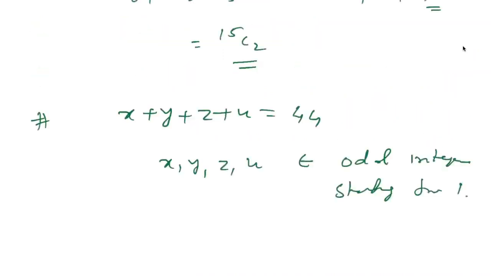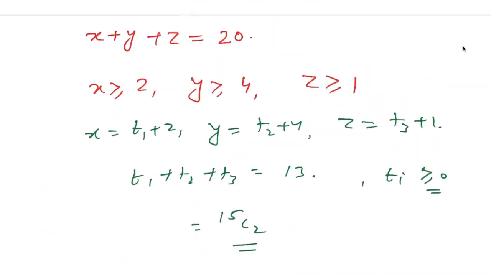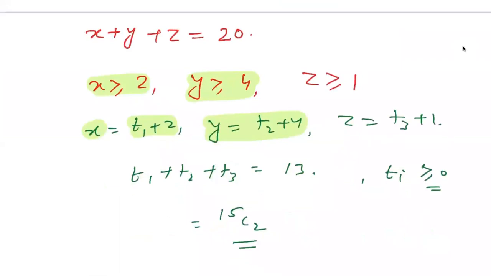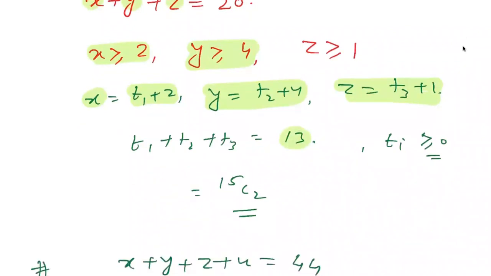As you can see in the previous question, what we did: x greater than or equal to 2. So I'm taking x equal to t1 plus 2, so t1 would be greater than or equal to 0, so x would be greater than or equal to 2. Similarly, y is greater than or equal to 4, so I'm taking y as t2 plus 4. So t2 is greater than or equal to 0, then y is greater than or equal to 4, and the same for this one. Putting all the values in place of x, y, and z, I'm getting t1 plus t2 plus t3 as 13. And we have solved the question of this, right?